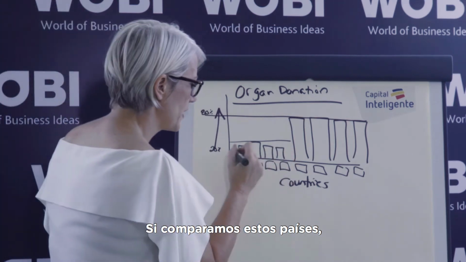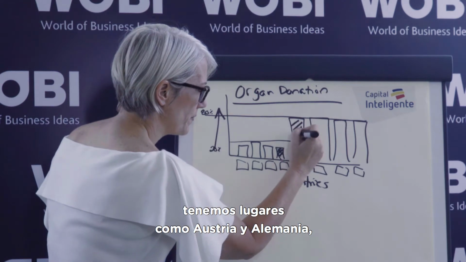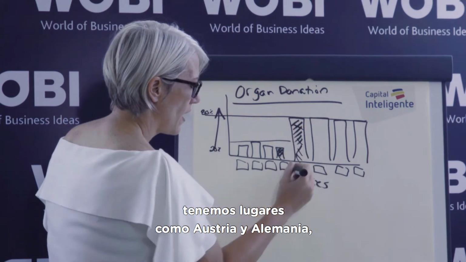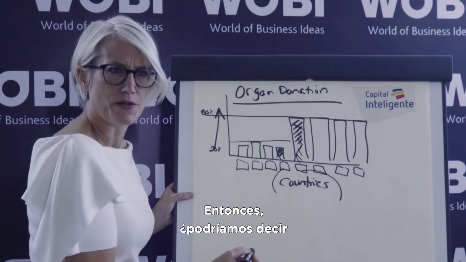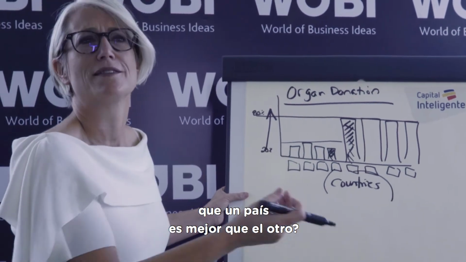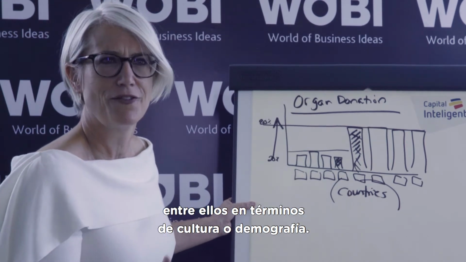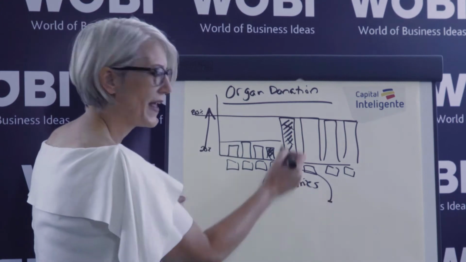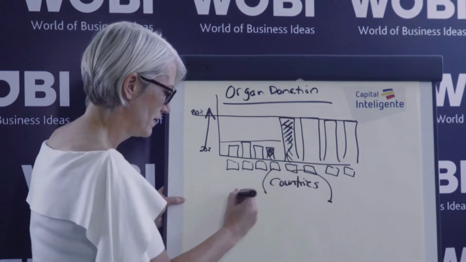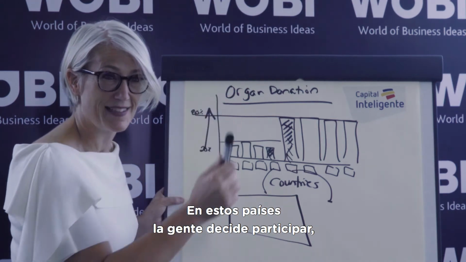Now, if we look at these countries, we can see people from countries like Austria versus Germany, but they're neighbors. So can we say that one country is nicer than the other? There's no significant difference in their culture, in their demographics. So what then can explain this difference? A pen. A pen explains the difference.